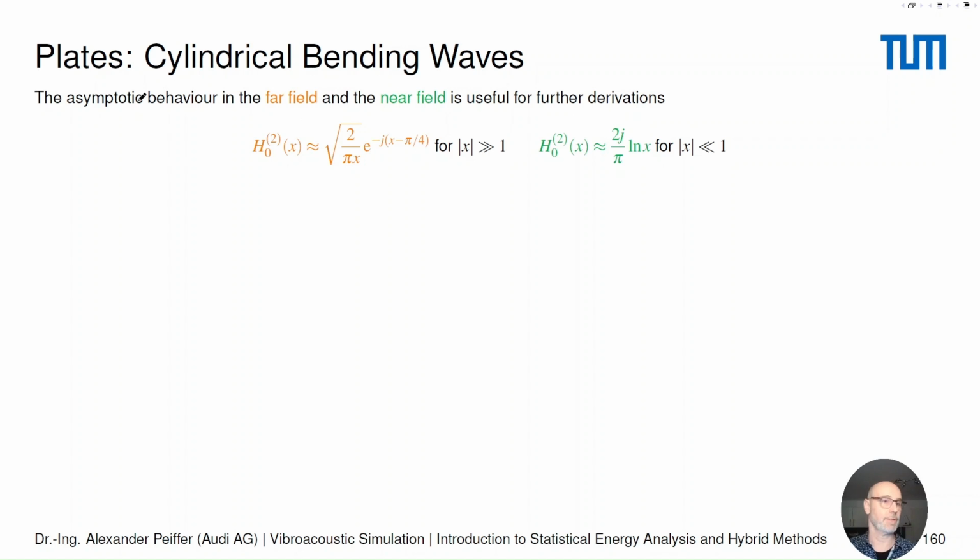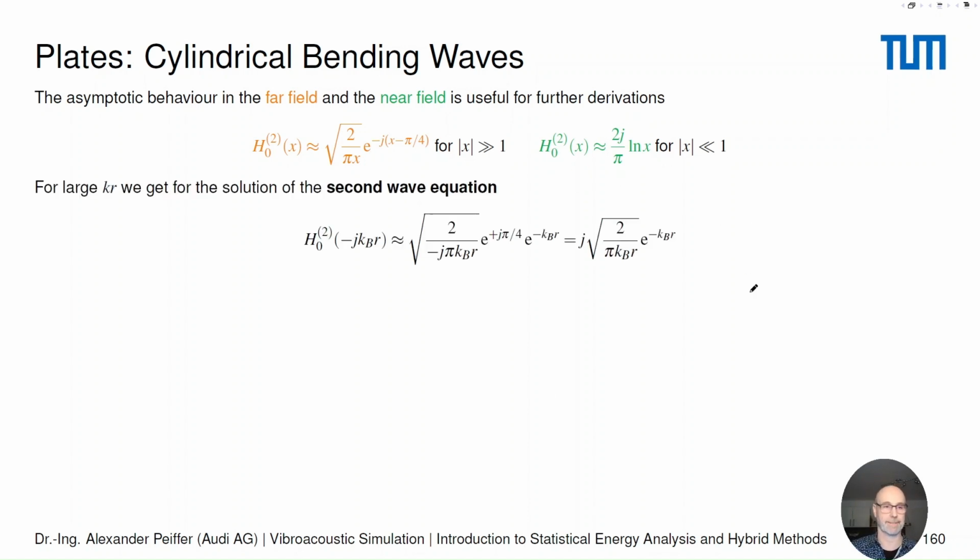For doing this, we need some asymptotic behavior. First of all, we need an approximation for the far field of the Hankel function, and this would be this one for large arguments. And we need something for small arguments, what we call the near field. These are very useful for the further derivation. So this would be this expression here for the near field, for small x. Now we use the far field assumption for the second solution of the second wave equation, and we can approximate this using the above assumption, and that would give this expression here.